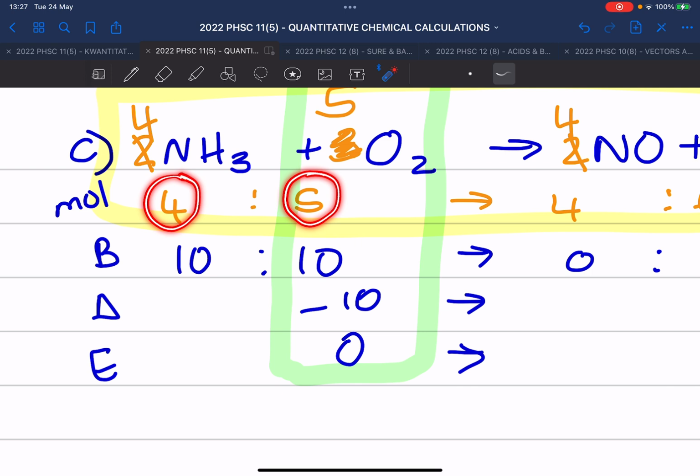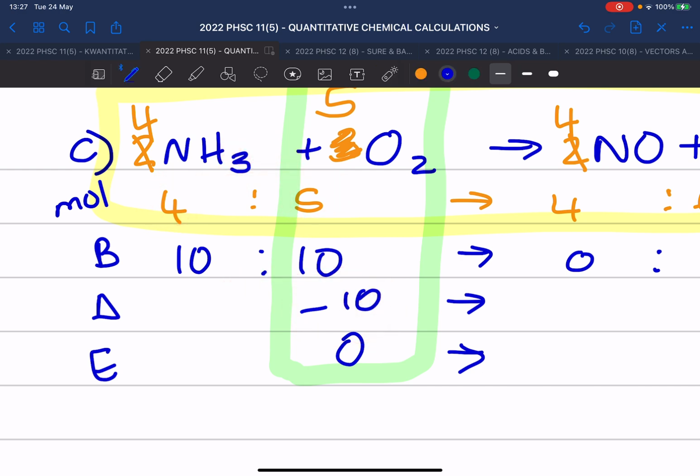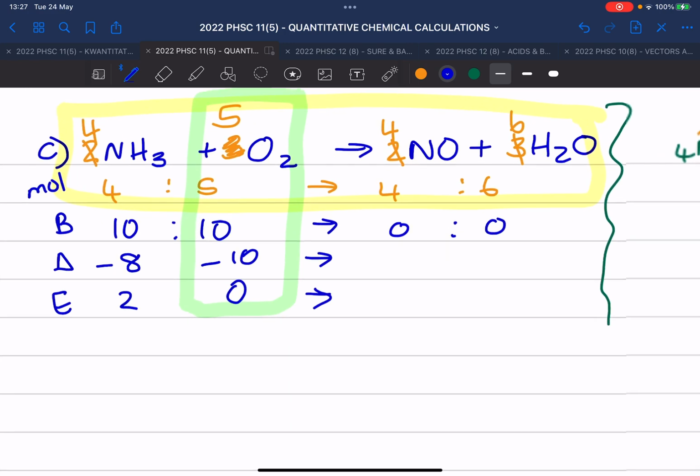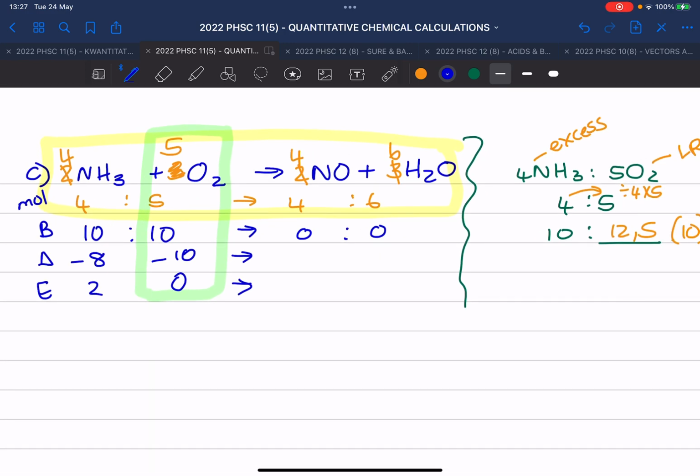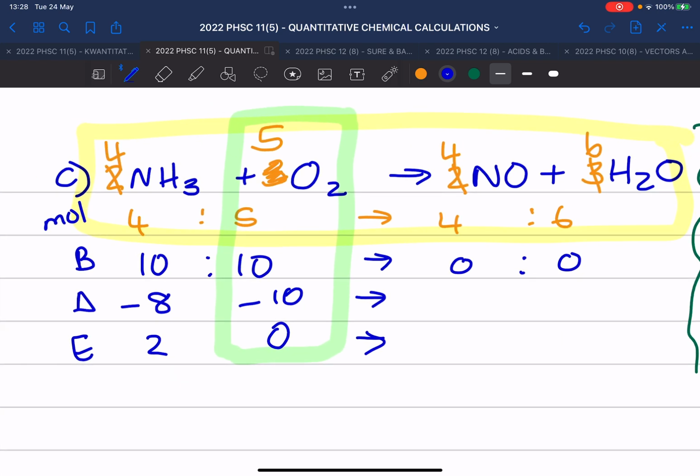But I don't have 5, I am going to use 10. So how much will I delete there? How do you go from 5 to 4? Divide by 5 times 4. So 10 divided by 5 gives you, Kumo, times 4? 8. So minus 8. All right. So if you didn't know that, did you make a note now for yourself?